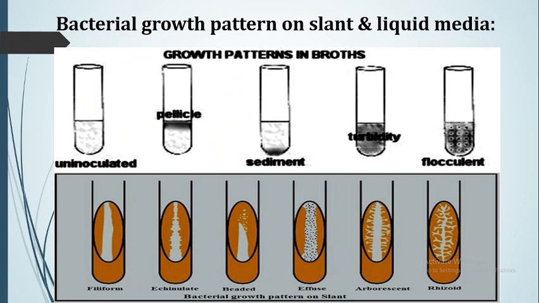Bacterial growth pattern on plate and liquid media. When they are grown on liquid media, they form a typical type of growth. This is a simple uninoculated culture. When they form growth on the surface, it is called pellicle formation. When they settle down at the bottom, it is sediment. When they form uniform turbidity in the medium, it is turbidity. And when they form flocculent growth, it is flocculent. Also on plate culture, they form filiform, echinulate, beaded, and effuse growth. So these are the different growth characteristics of microorganisms in solid media.